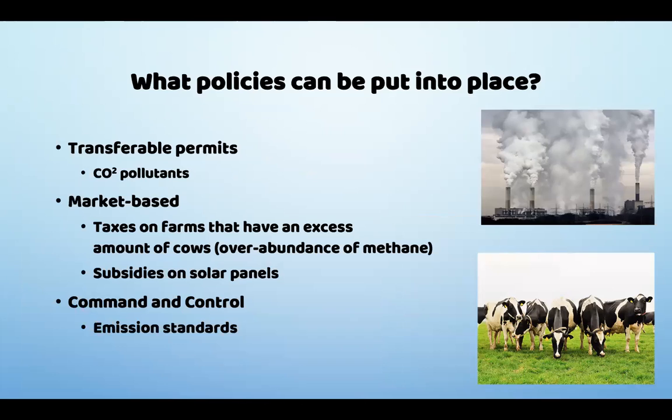So we can use all three types of environmental policies to stop coral bleaching effects by reducing global warming or hopefully stopping global warming. An example of a transferable permit would be setting quotas on carbon dioxide pollutants. The US has done well in decreasing the amount of carbon dioxide emitted annually, going from 20.8 metric tons per capita in 1980 to 16.1 metric tons per capita in 2018.